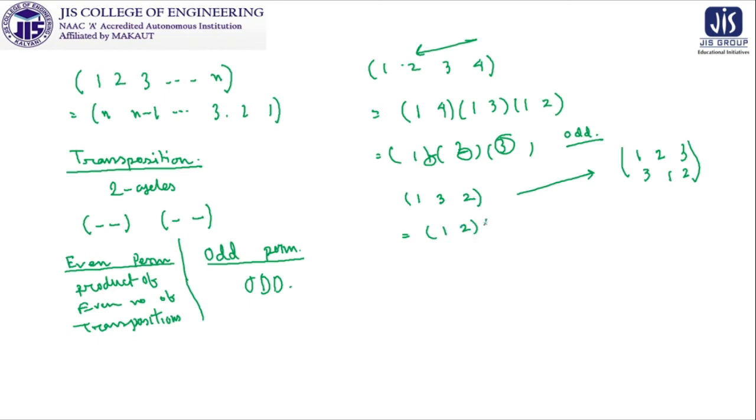(1 2)(1 3). Now what is (1 2)? Where the set is 1 2 3, 1 goes to 2, 2 goes to 1, 3 remains the same. And what is (1 3)? 1 goes to 3, 3 goes to 1, and 2 remains the same. So if we operate, compose them, what are we getting?